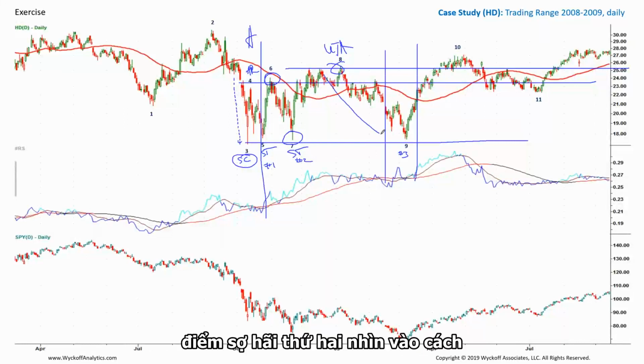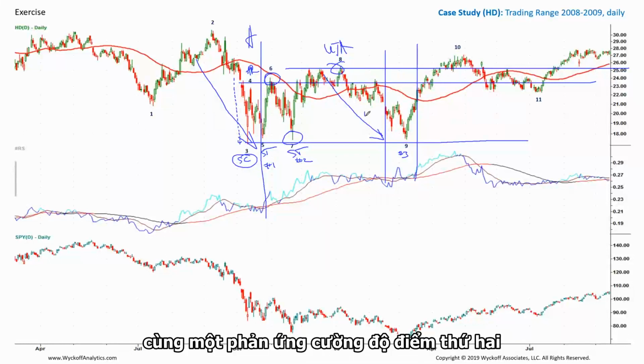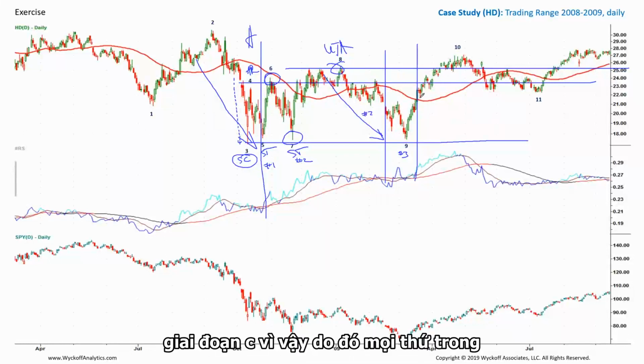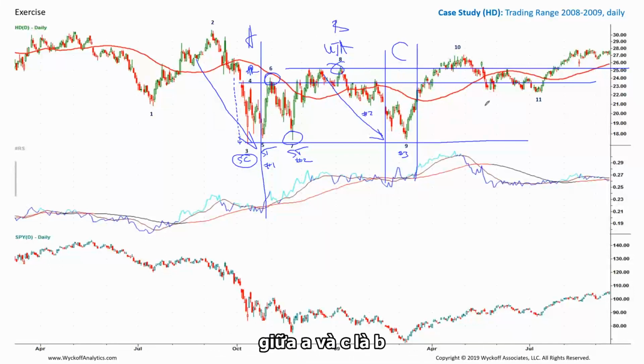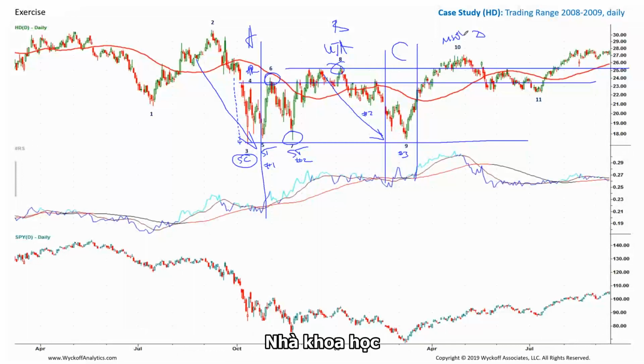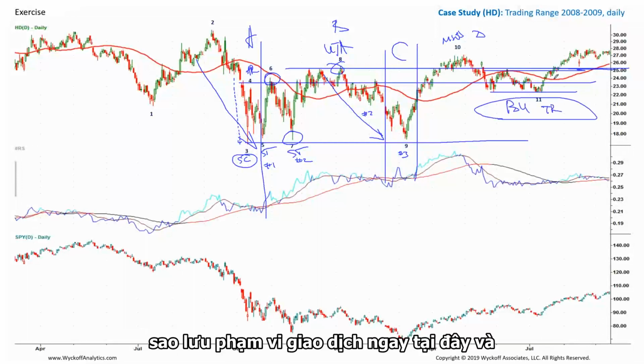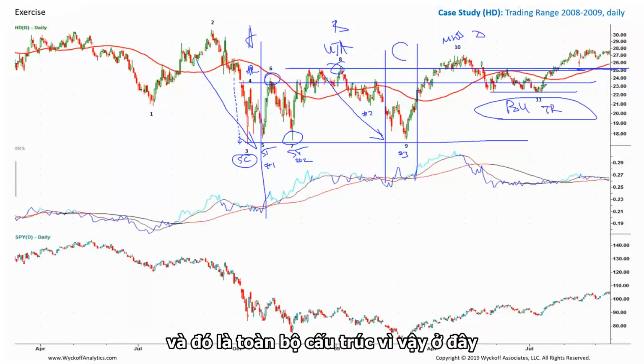Second point of fear, look at how the price goes down. Look at how the price was going down into point number 3. So the same magnitude reactions, second point of fear. Phase C, so therefore everything in between A and C is B. So therefore 10 is D. The phase, so that's D. Your major sign of strength. And then 11. It's your backing up action. Yeah, backing up to the trading range right here, just more complex here. And that's the whole structure.